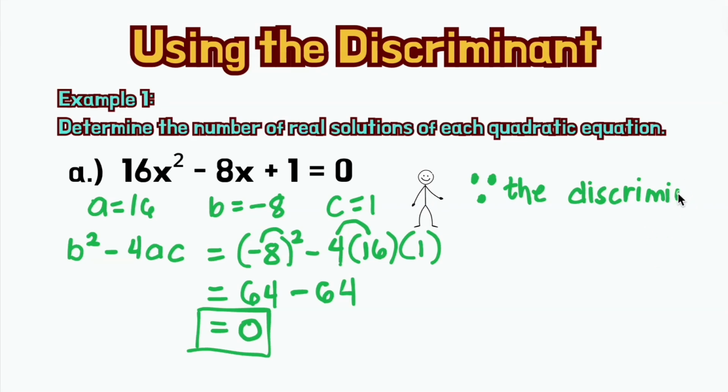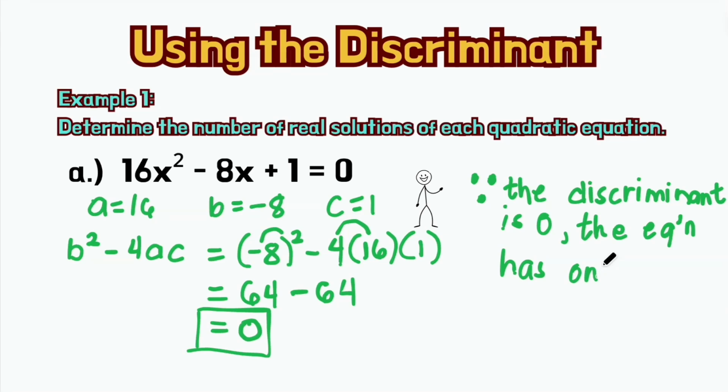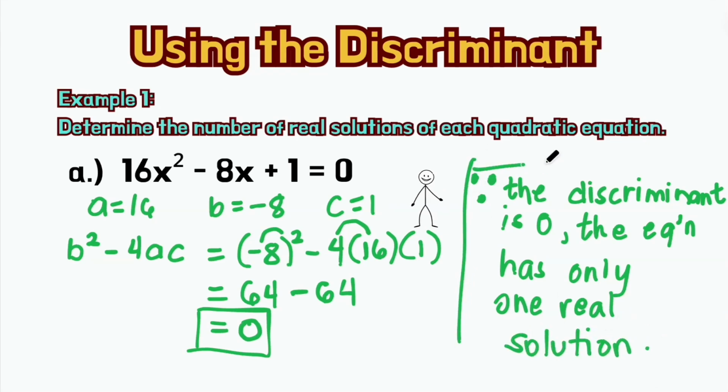Discriminant, or sometimes I use D na lang, no? Is 0, the equation has only one real solution. So this is our final analysis. Dahil ang discriminant natin ay 0, ang equation na to ay maglalabas lang ng isang real solution.